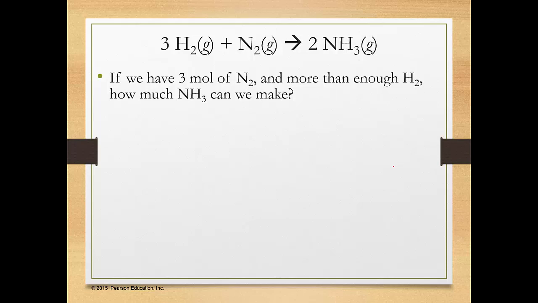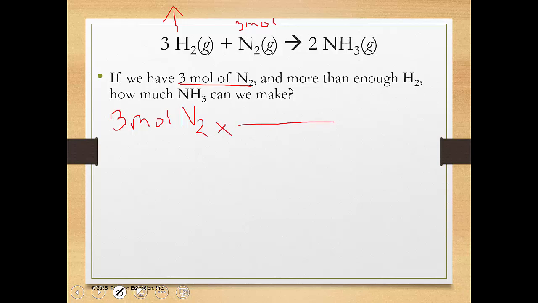We're told that we have 3 moles of nitrogen. Okay, so we get 3 moles of this, and I've got plenty of hydrogen, more than enough, as much as I need. So that's like my 8 eggs. I have 3 moles of nitrogen. How much ammonia can I make? So I have to start with what I'm given, 3 moles of nitrogen.